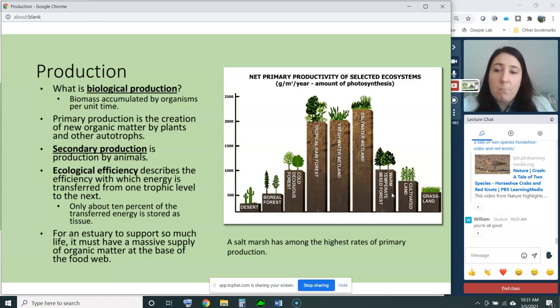Primary production is a portion of this, and it's the creation of new organic matter by plants and other autotrophs. So this should be review from Intro to Oceanography. And estuaries are actually among the top in terms of the highest rates of primary production of all of the different types of biomes and ecosystems. And then that primary production is going to be used as food for other organisms, and we consider that secondary production, which is production by animals. If the animals are eating those plants, they're producing mass over time, and that is secondary production.